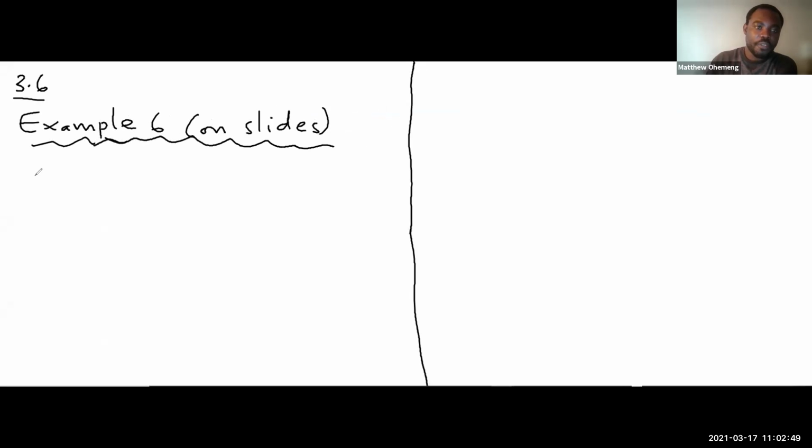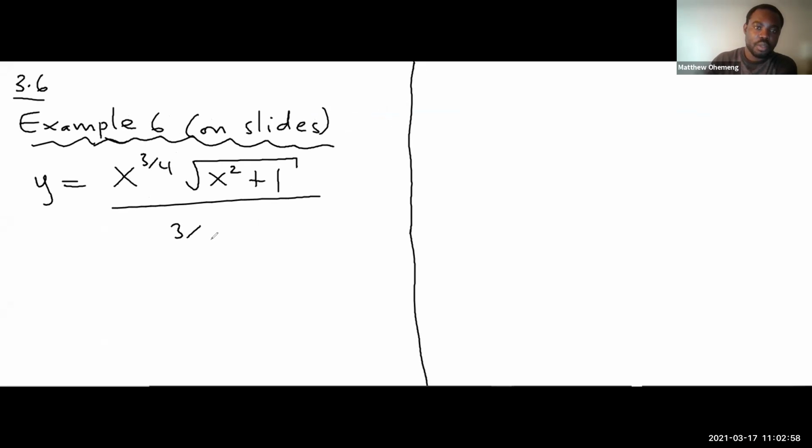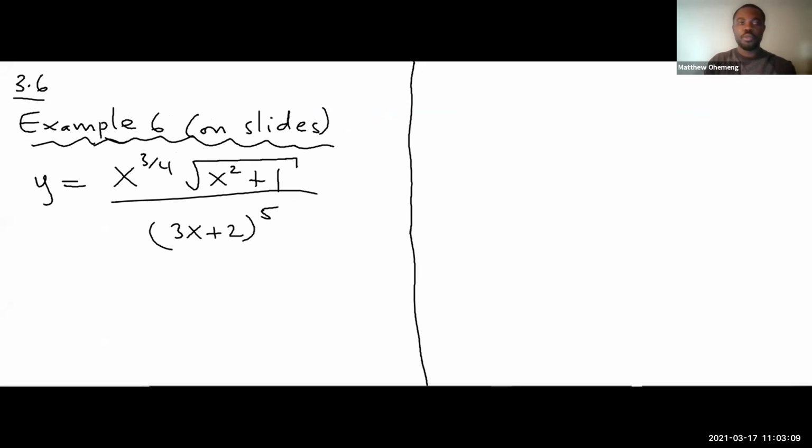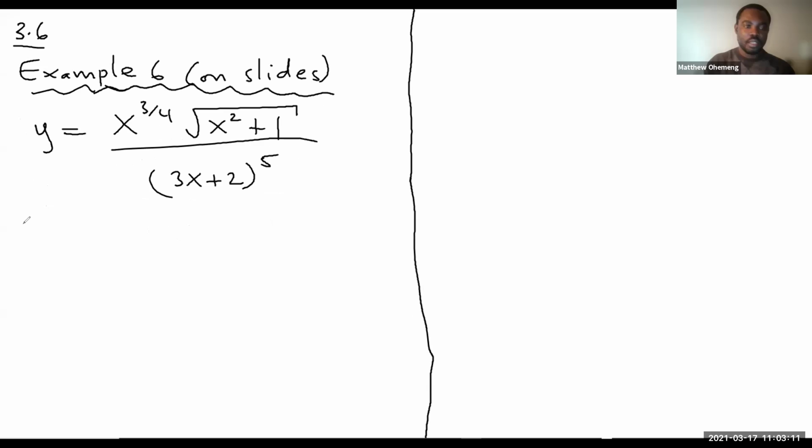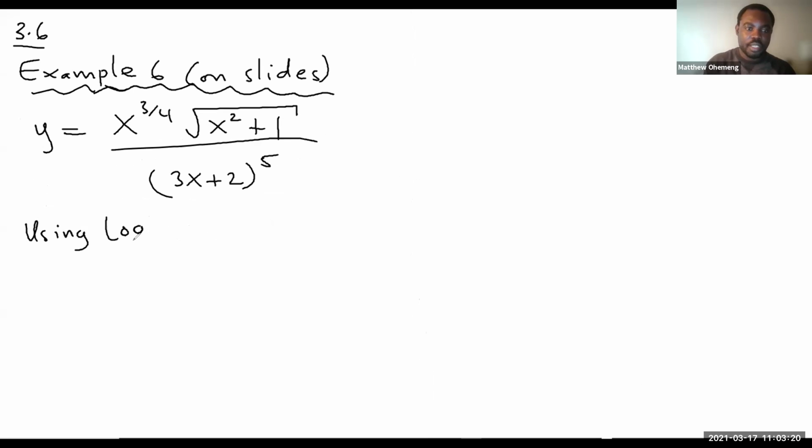So for this, we have y equal to s to the 3/4 times the square root of s squared plus 1, all over 3s plus 2, all squared. No, all to the fifth power. All to the fifth. Okay, so how do we do the process of logarithmic differentiation? I should probably erase this, I'll need the whole space. Using logarithmic differentiation, that's what we're going to do.